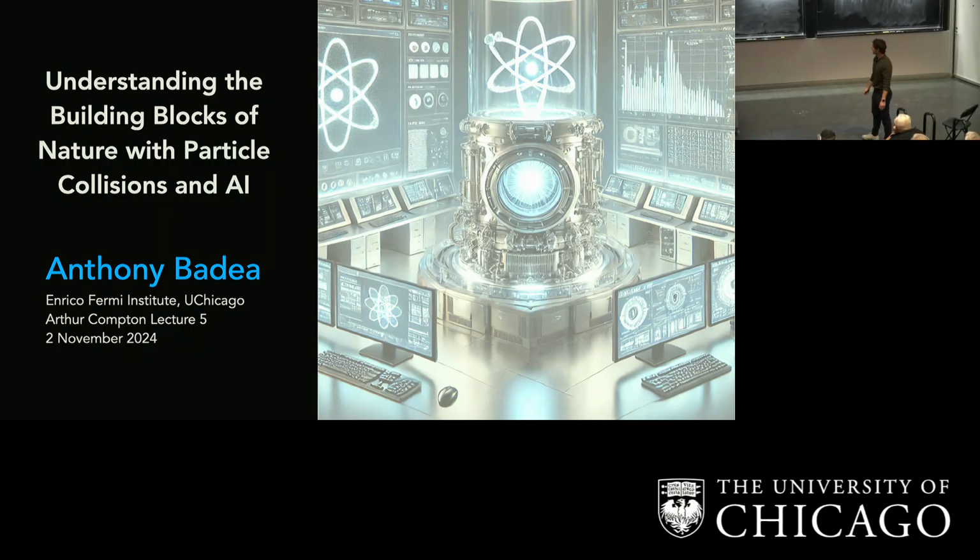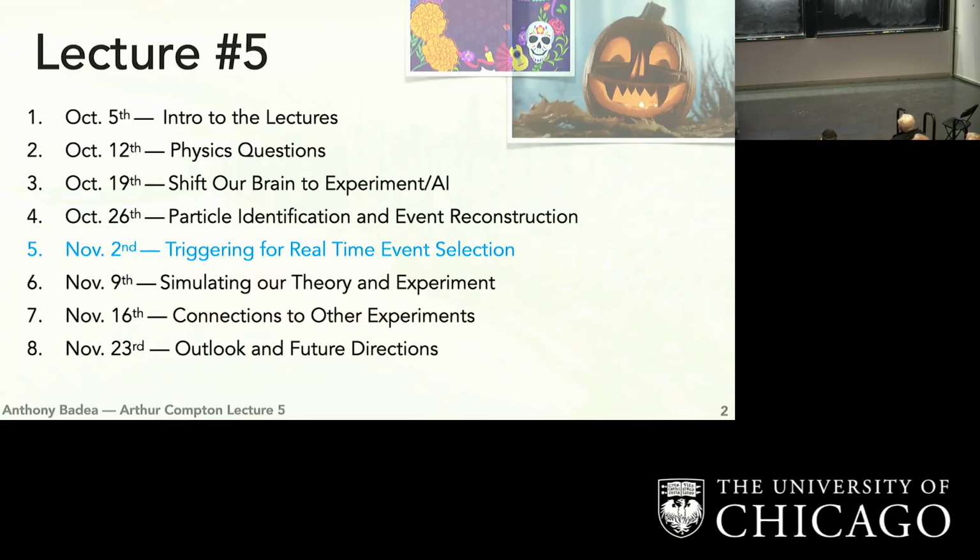My name is Anthony. This is a lecture series brought to you by the Enrico Fermi Institute. This is the Arthur Compton lecture series, and we're talking about particle physics and AI and how the blending of the two is giving us new insights into nature. And this is the fifth lecture, right around Halloween and Day of the Dead, and so today is the fifth one. We're going to be talking about triggering to do real-time event selection.